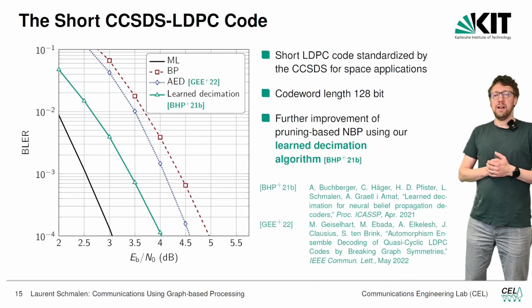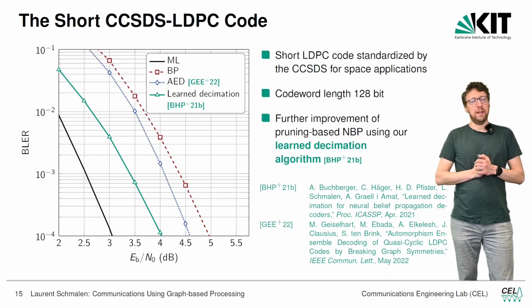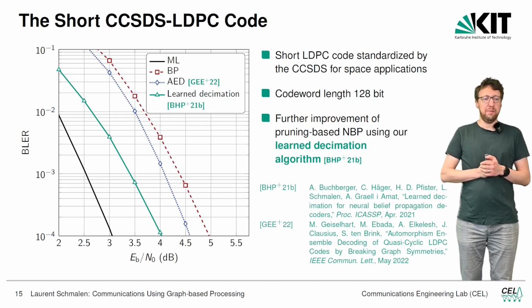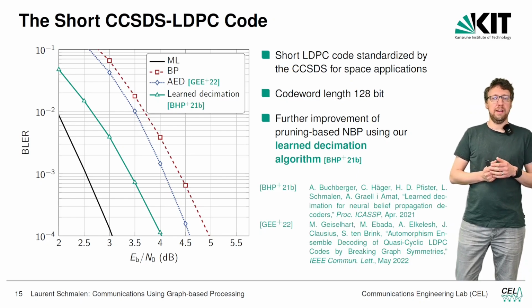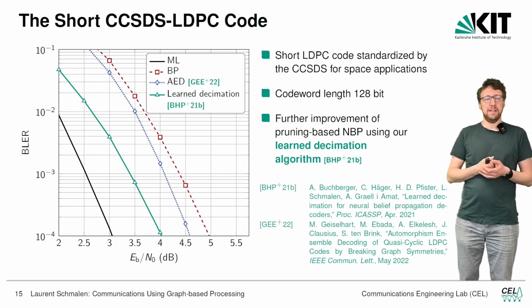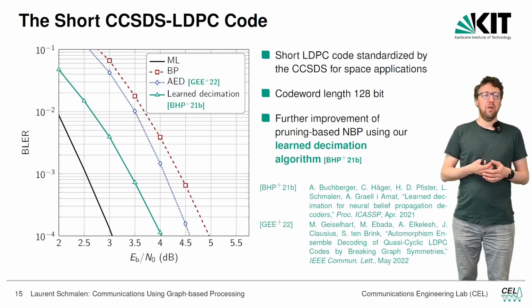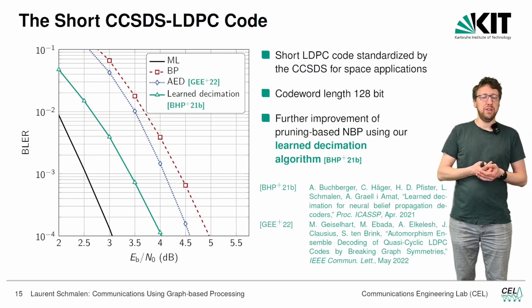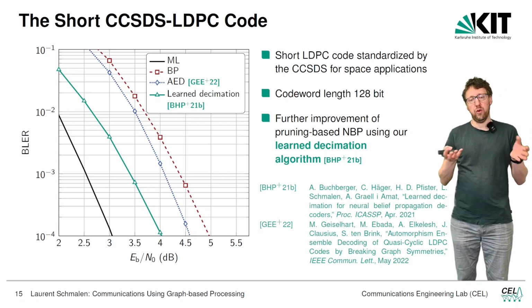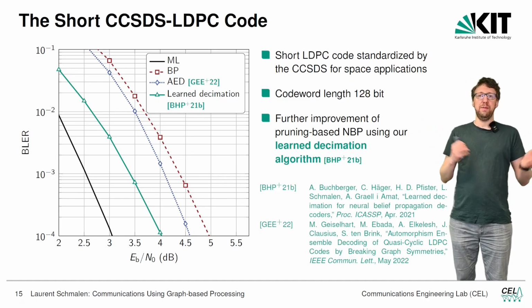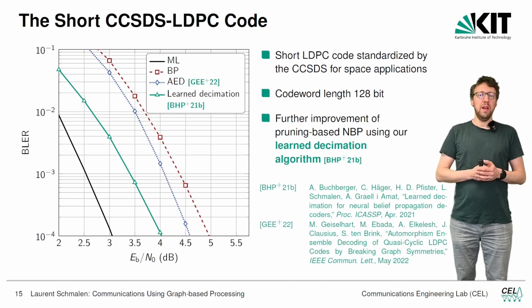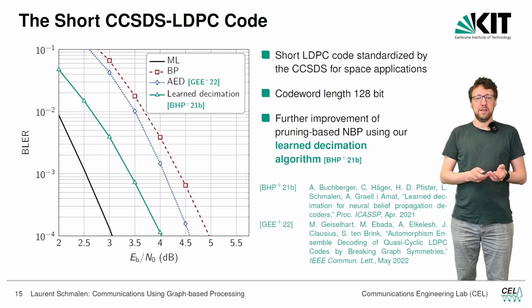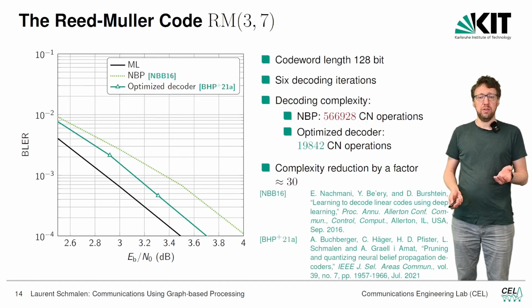So let's take a look at another class of codes, short LDPC codes. So here is another LDPC code. This is a code that is standardized by the CCSDS, which is the Consultative Committee for Space Data Systems, for space and deep space applications. And this is a code that is, for instance, used to transmit telemetry data to satellites. And it's also a code of code word length 128. And it's a pretty good code. So it has similar parameters to the Reed-Muller (3,7) code.